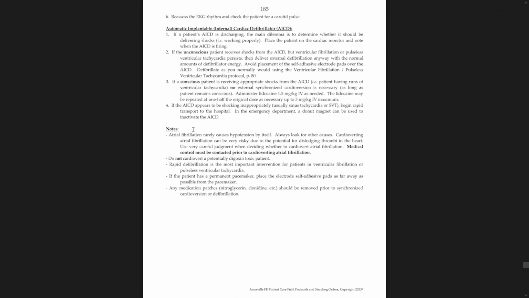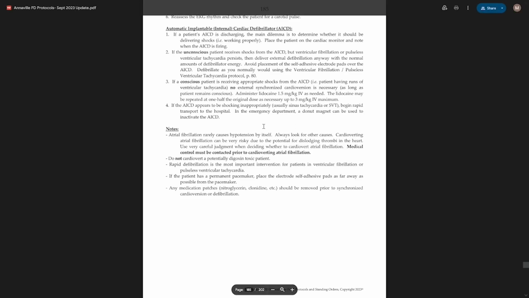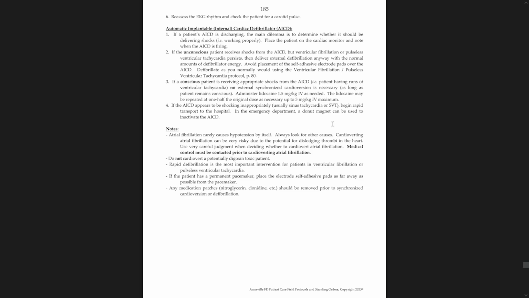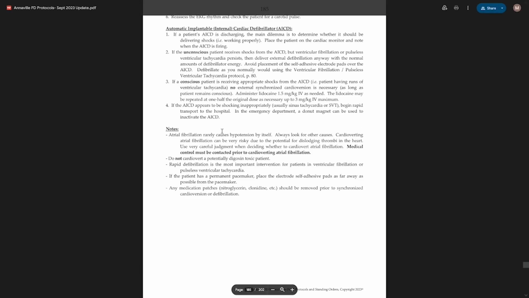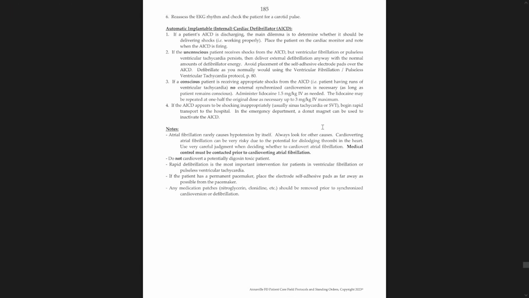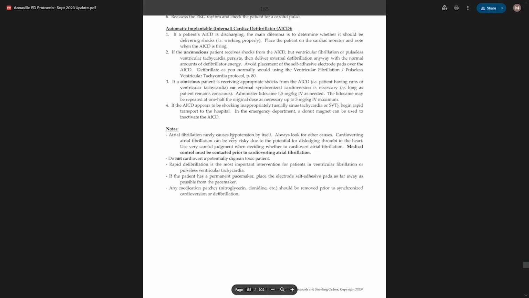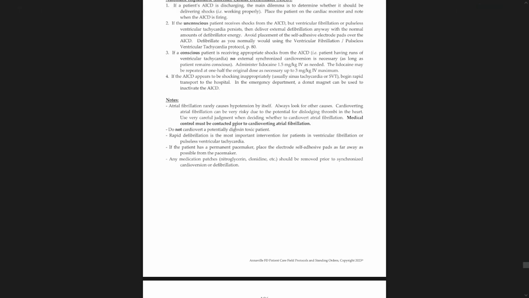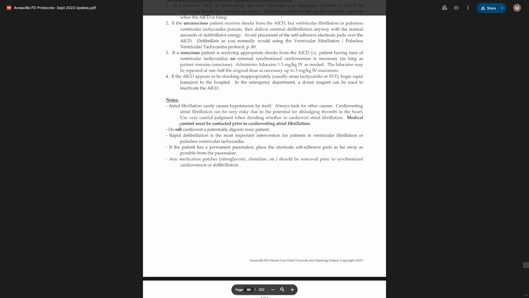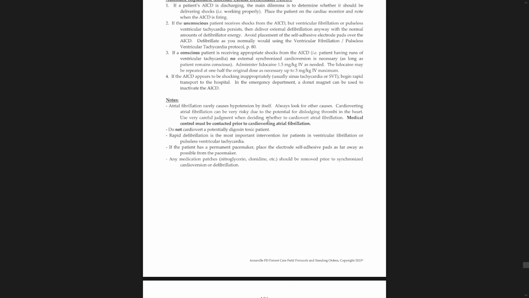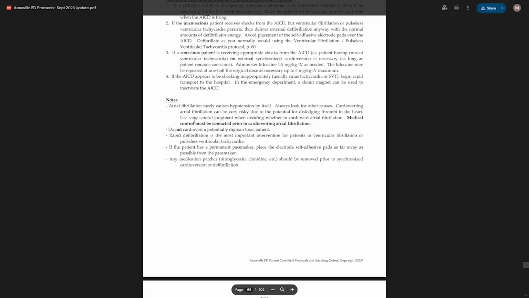Note: atrial fibrillation rarely causes hypotension by itself. Always look for other causes. Cardioverting AFib can be risky due to the potential chance for dislodging thrombi in the heart. Use very careful judgment when deciding whether to cardiovert AFib. Medical control must be contacted prior to cardioverting AFib. Do not cardiovert a potential digoxin toxic patient. Rapid defibrillation is the most important intervention for patients in VFib or pulseless VTAC.